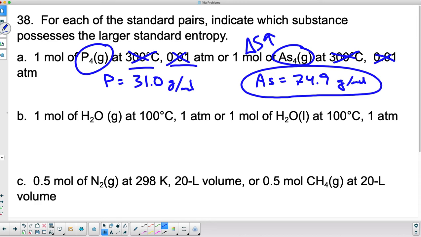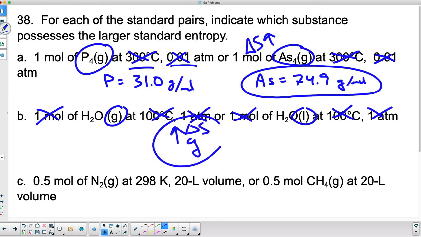Okay, 1 mole of H2O. So these are the same: 1 atmosphere and 1 atmosphere and 1 mole are the same. Everything's the same here except for gas and liquid. This one's easy. The gas is going to have a higher delta S always. So this one here has a higher delta S.